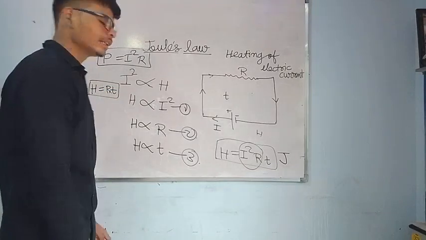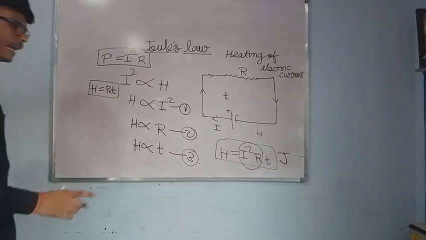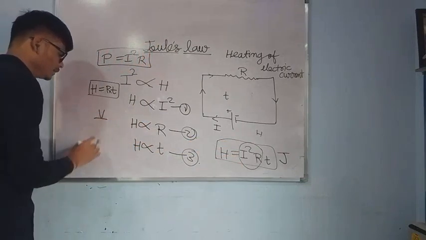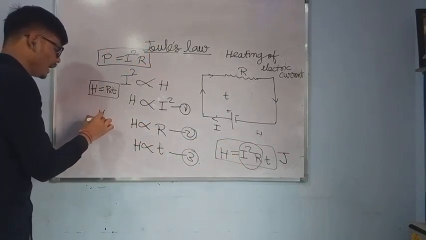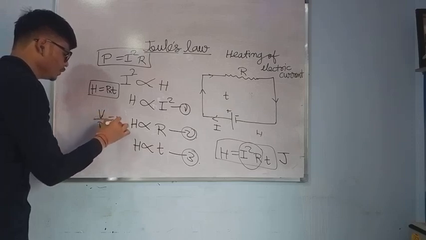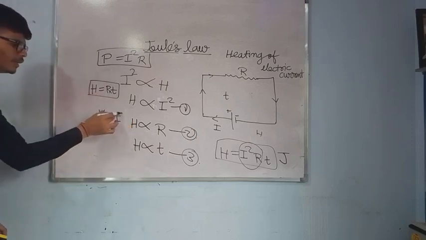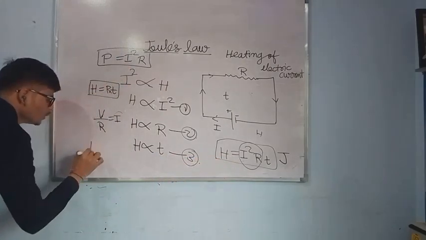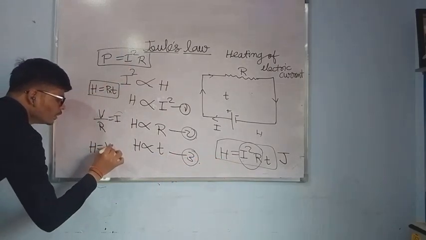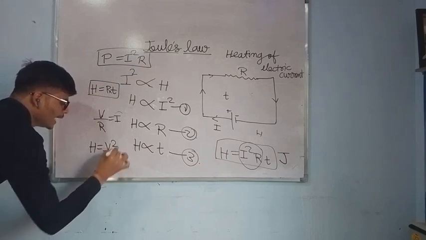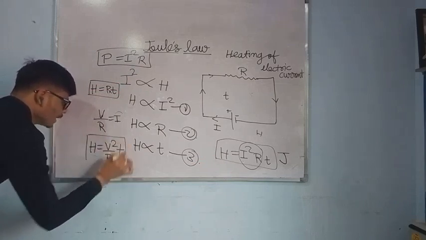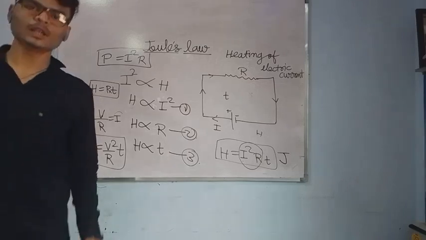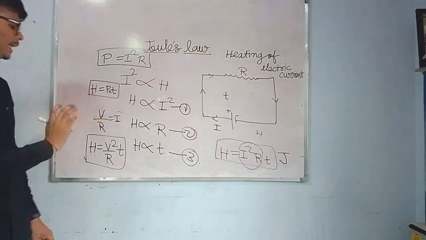Again, you can put V is equal to IR and V by R is equal to I. Substitute the value of I is equal to V by R in this equation. So H is equal to V square by R times T. These are all the expressions for heat energy.